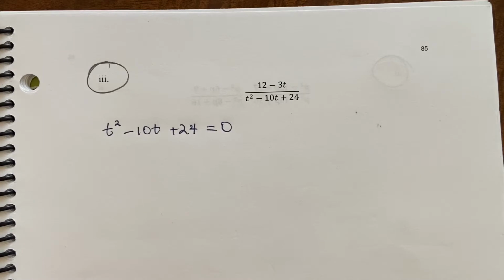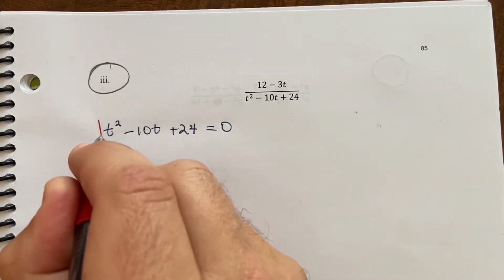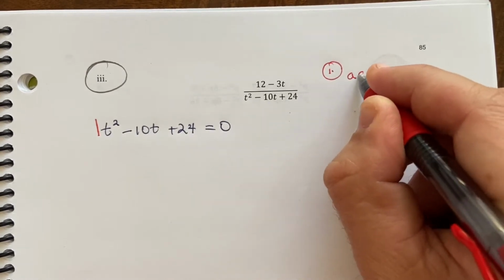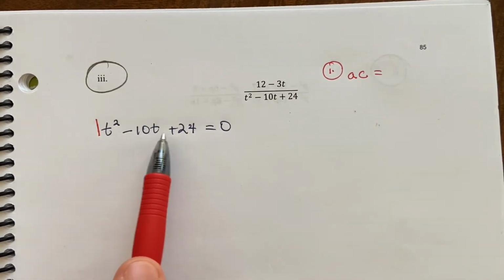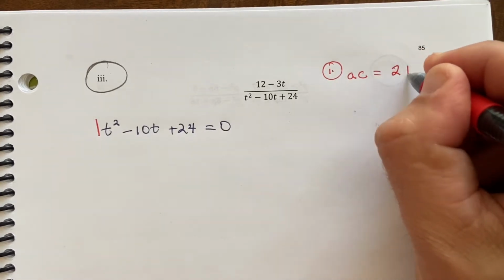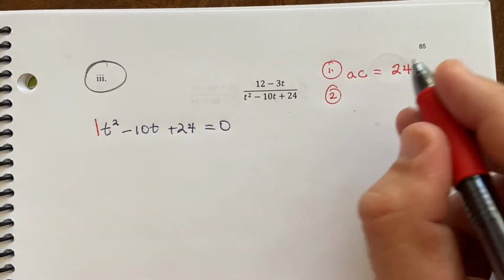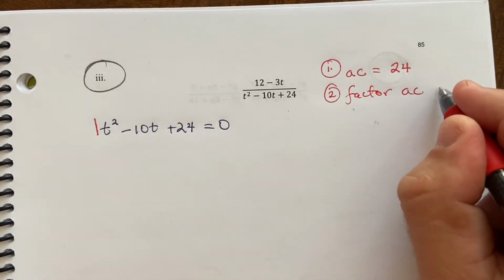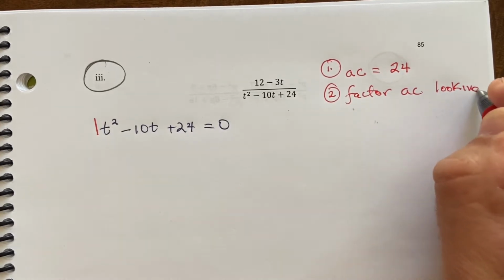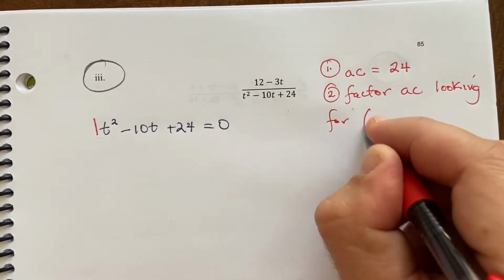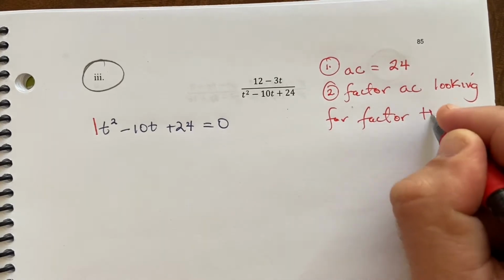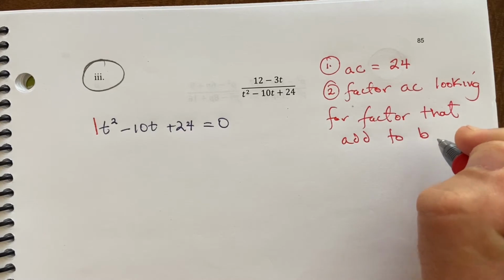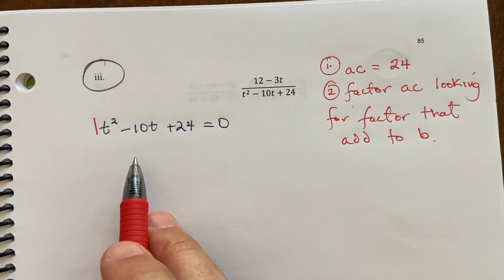Our factoring technique was we take a times c. So step 1 is take a times c. In this case, 1 times 24, which is 24. Step 2 is factor a times c, looking for factors that add to b, which is negative 10 in this case.